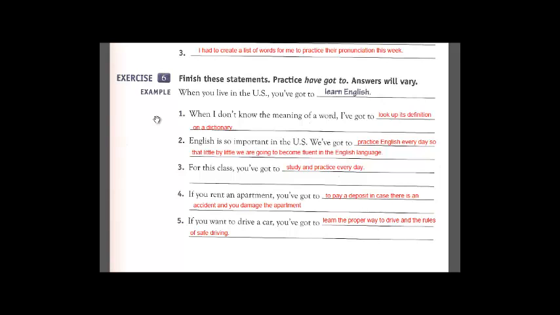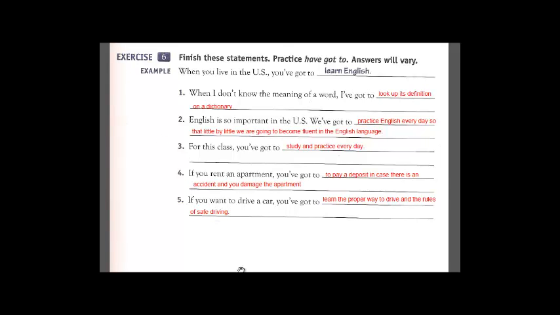Number 3. For this class, you have got to study and practice every day. Number 4. If you rent an apartment, you have got to pay a deposit in case there is an accident and you damage the apartment. Number 5. If you want to drive a car, you have got to learn the proper way to drive and the rules of safe driving.